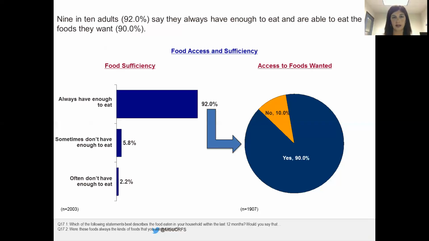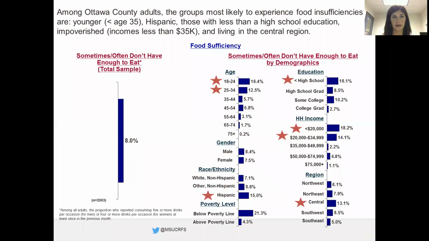And so what the county BRFS data allows us to do is to dive in into a little bit more detail. And again, look at that 8% of people that are saying sometimes or often that they don't have enough to eat. What you'll see here with the data and what we found as a food council was that the groups most likely to experience these food insecurities are those that are younger than 35, those that are Hispanic, living with less than a high school education, incomes less than $35,000, and living in the central region of Ottawa County.